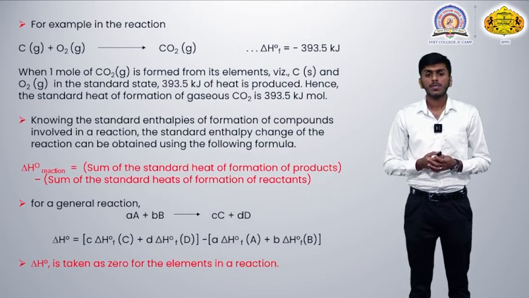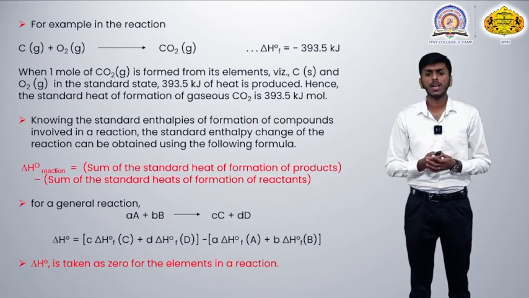For example, carbon plus oxygen giving carbon dioxide. When 1 mole of carbon dioxide gas is formed from its elements, carbon and oxygen, in the standard state, 393.5 kilojoule of heat is produced. Hence, the standard heat of formation of gaseous CO2 is minus 393.5 kilojoule per mole.